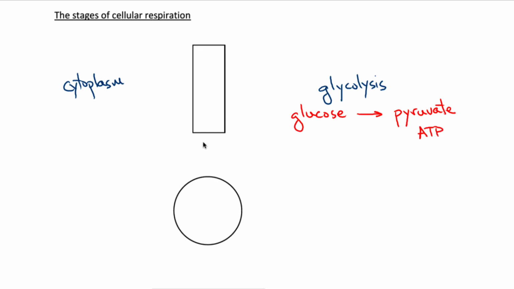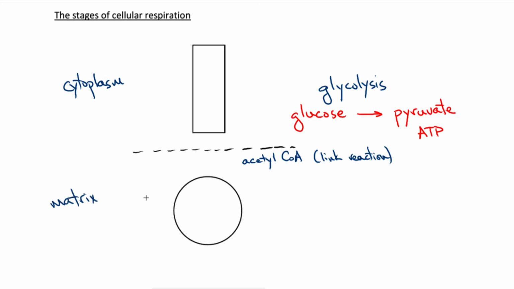Then we move into the mitochondrion. So imagine this dotted line being the boundary of the mitochondrion. The two pyruvate molecules move into the mitochondrion, and then they are oxidized in a reaction that produces a molecule called acetyl-CoA. And this step is sometimes called the link reaction. The link reaction is producing acetyl-CoA from pyruvate, and that happens in the mitochondrion. And more specifically, we're in the matrix of the mitochondrion, which is like the cytoplasm of the mitochondrion. So we've moved out of the cytoplasm of the cell into the matrix of the mitochondrion.